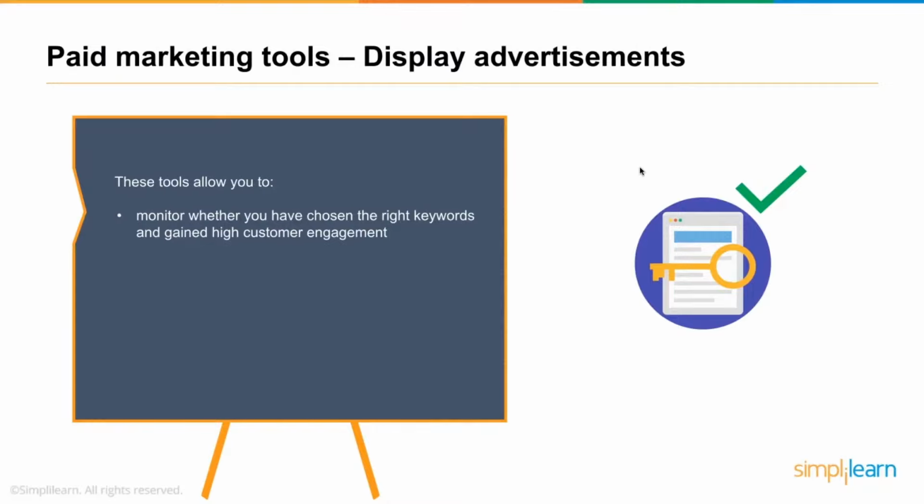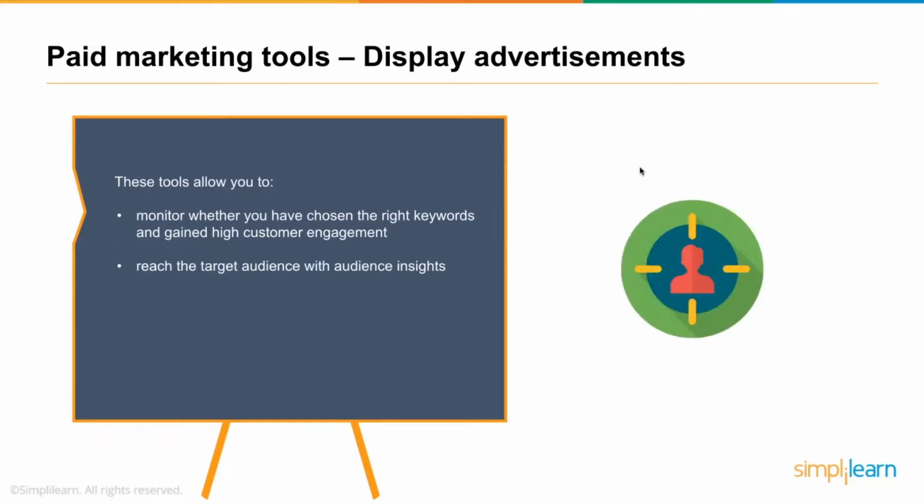Well, just like search, where we want to look at keyword and ad performance, it's the same kind of concept here. We want to be able to monitor whether we have the right keywords and right customer engagement. When it comes to display, we want to make sure we're choosing the right audience. Of course, that means looking at not only audience insights, but our target insights as well. Are we reaching the right audience when it comes to display?